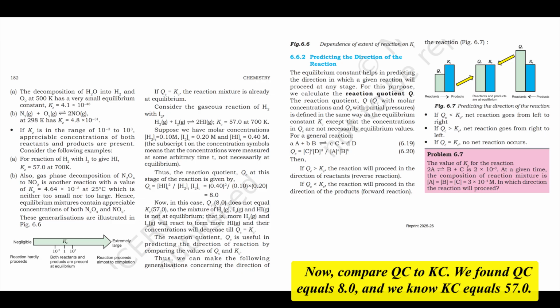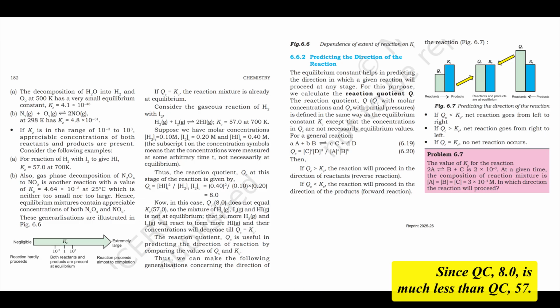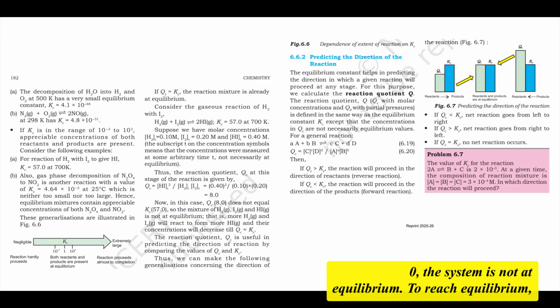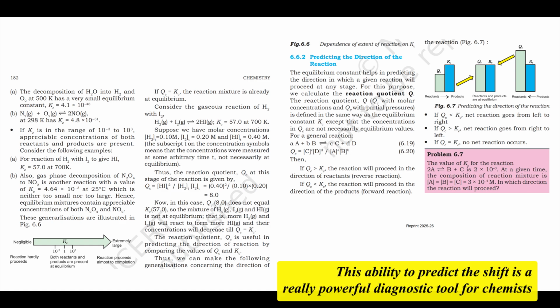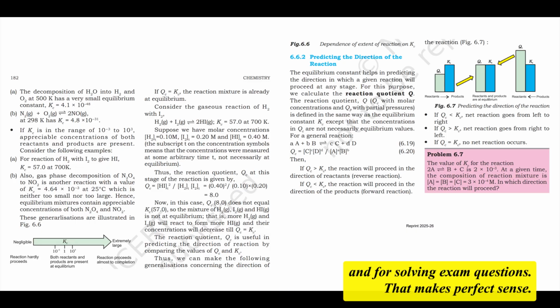Now compare Qc to Kc. We found Qc equals 8.0, and we know Kc equals 57.0. Since Qc, 8.0, is much less than Kc, 57.0, this system is not at equilibrium. To reach equilibrium, Qc needs to increase. This requires forming more product HI and consuming reactants, H2 and I2. Therefore, the net reaction will proceed in the forward direction until Qc eventually equals 57.0. This ability to predict the shift is a really powerful diagnostic tool for chemists and for solving exam questions.